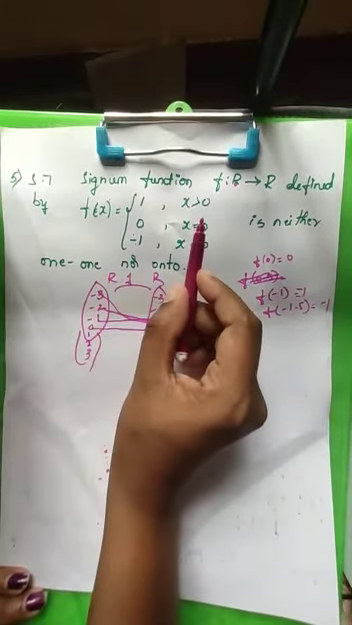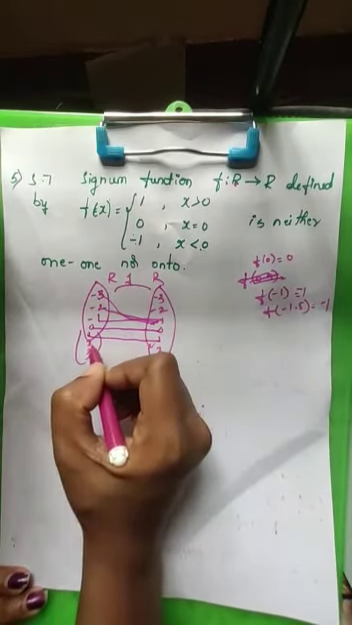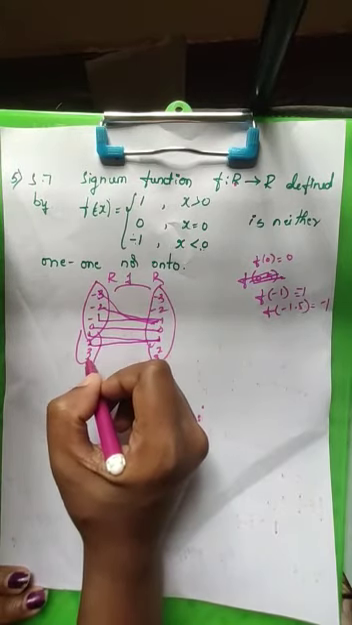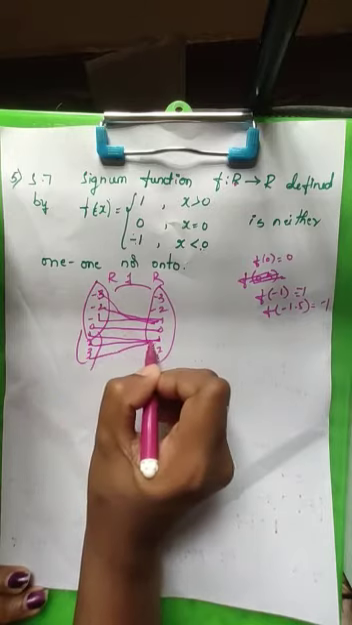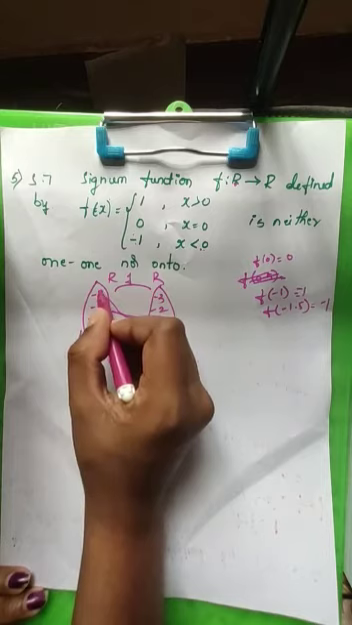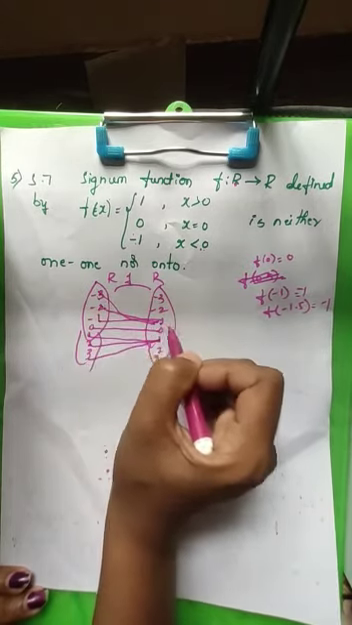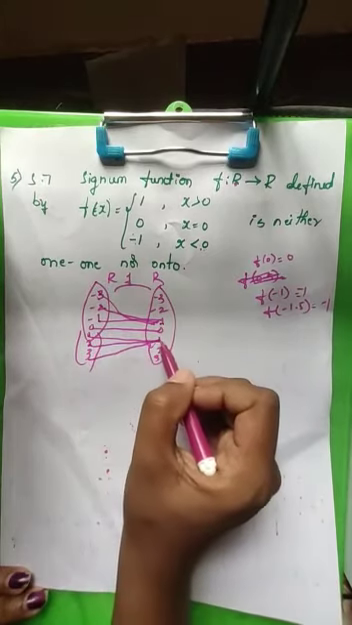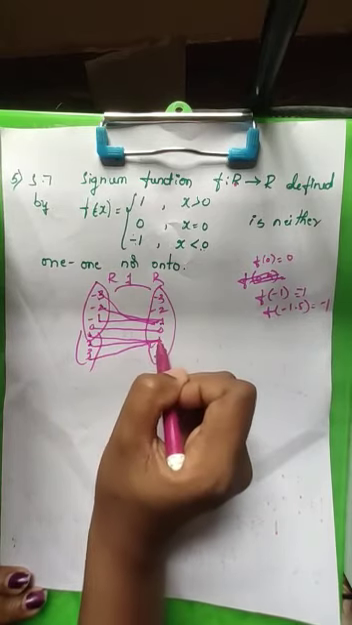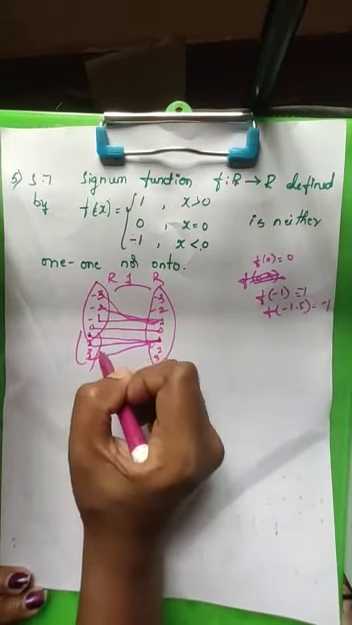Now, what is f of 1? 1 is greater than 0, so it should go to 1. What is f of 2? 2 is greater than 0, so it should go to 1. What about f of 3? 3 is greater than 0, so it should go to 1. So you can see that minus 3, minus 2, minus 1, these three elements are going to minus 1. All the negative numbers are going to minus 1, all the positive numbers are going to 1, which means many elements are going to one element. Correct? Here it is not one element going to 1, many elements are going to 1.